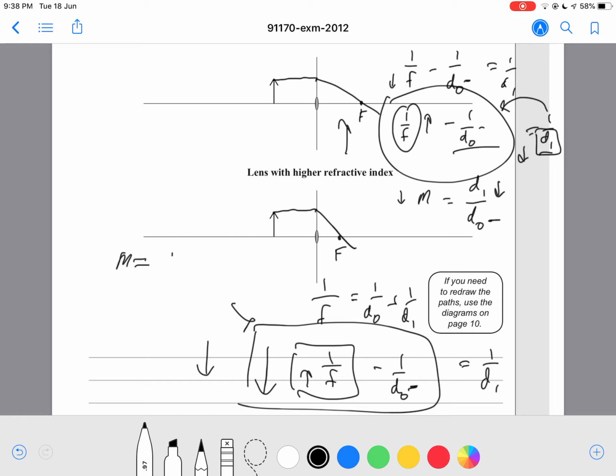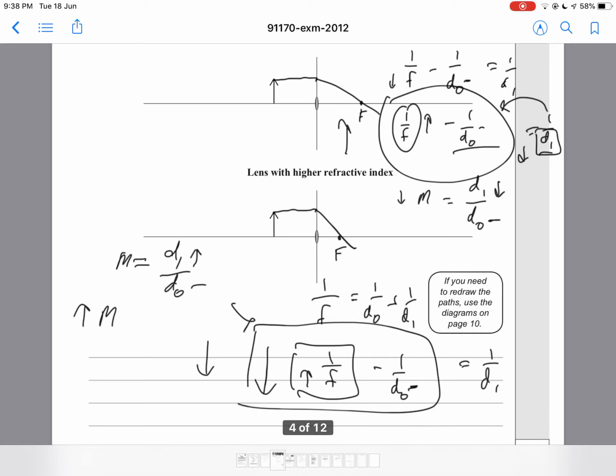And then we have our magnification equals di over do, okay? So our di has gone up, but our do has stayed constant. So therefore, our magnification will also have gone up. Because our magnification is higher for the lens with higher refractive index, that means that our image produced will be greater when using a convex lens with a higher refractive index.